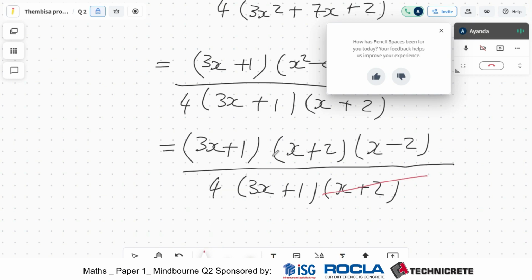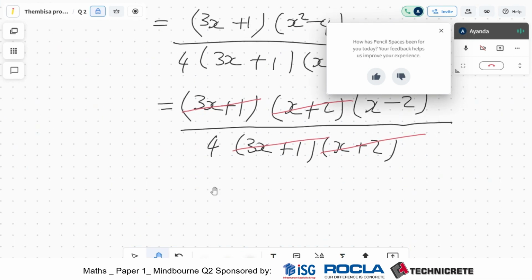X plus 2 and x plus 2 cancel each other out. 3x plus 1 and 3x plus 1 cancel each other out. And we're left with the final answer of x minus 2 divided by 4. So that's x minus 2 over 4.